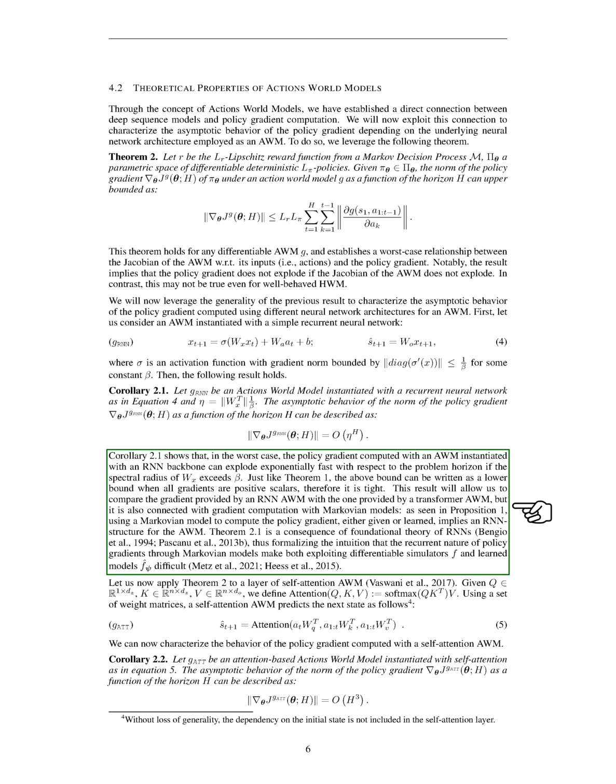Applying our theorem to a transformer-based AWM, we discover that the norm of the policy gradient has a worst-case polynomial dependency on the horizon, rather than an exponential one. This demonstrates the transformer model's ability to mitigate the issues of circuitous gradient paths, making it a more favorable option for computing policy gradients.